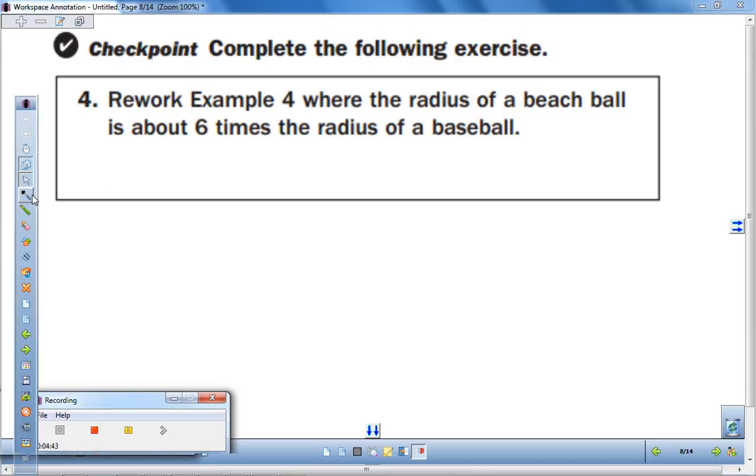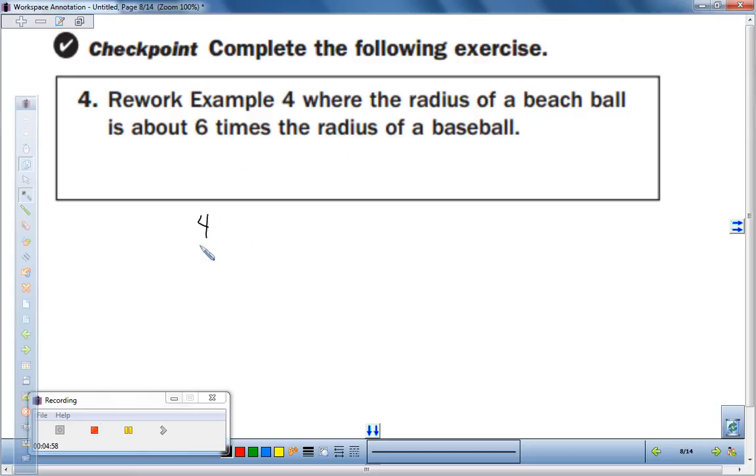Alright, for this one, what we're going to do is rework the same problem, but this time it's 6 times instead of 5.6. So remember that the volume is 4/3 pi r cubed, and this we're going to substitute in as 6R. Now that's all going to be over the volume.